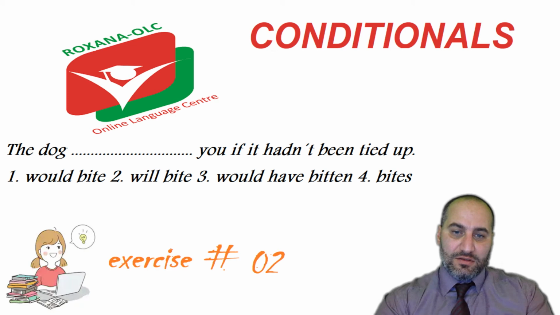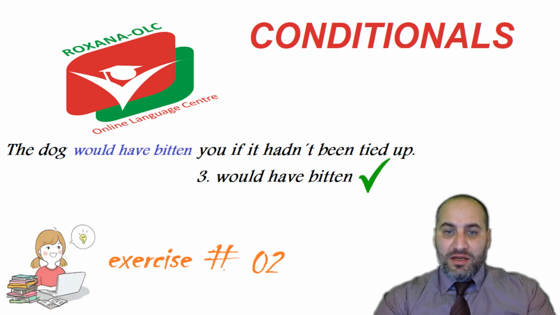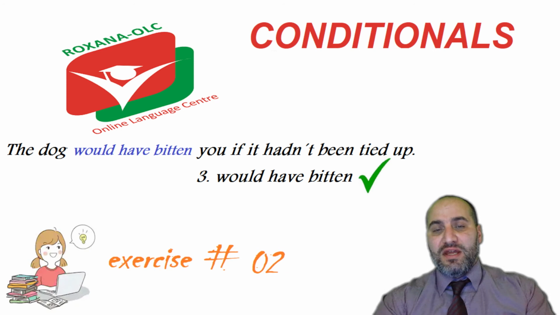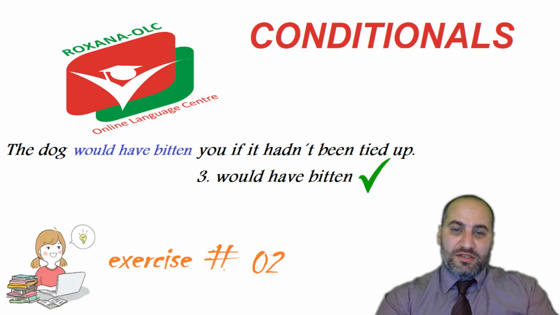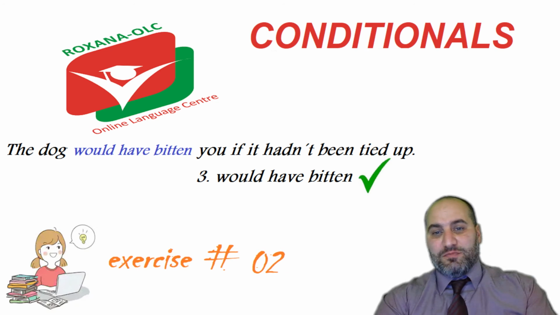What's the right answer? So the right answer is number 3. The dog wouldn't have bitten you if it hadn't been tied up. That's why we call this impossible conditional, because your if clause is set in the past perfect tense and your independent clause is in present perfect using a modal verb would.